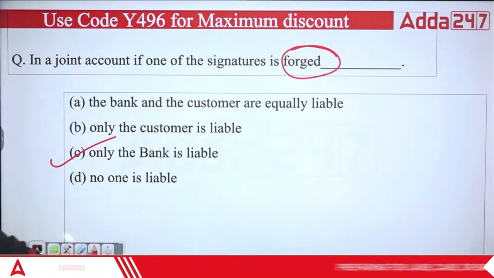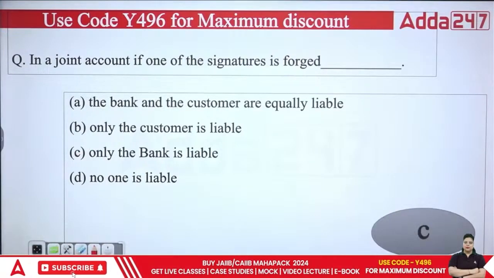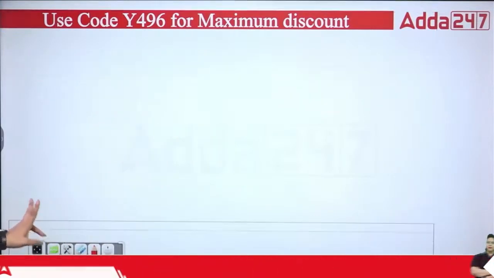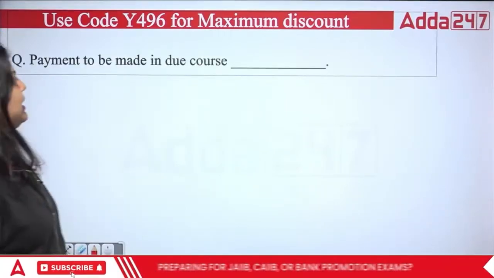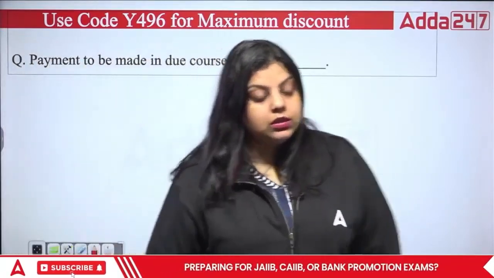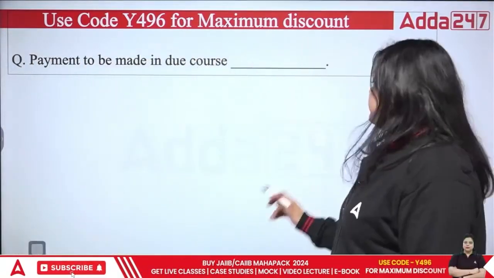Okay, only the bank is liable in this situation. So the right answer will be C. Next, payment to be made in due course, dash. Payment to be made in due course means what?